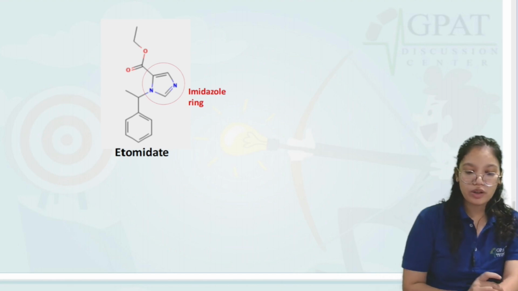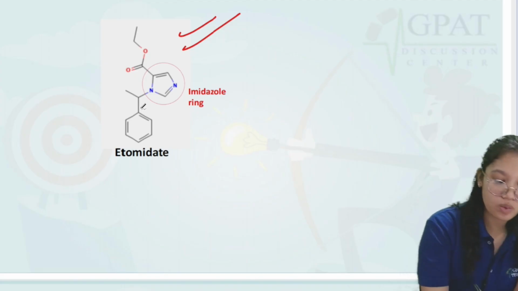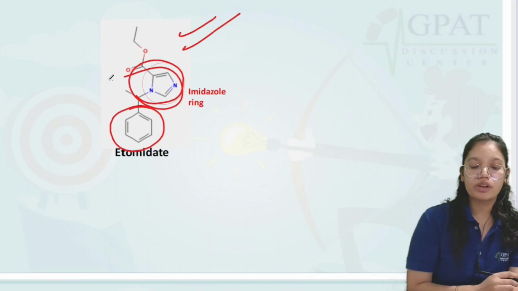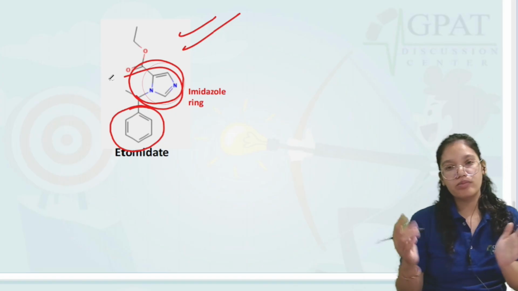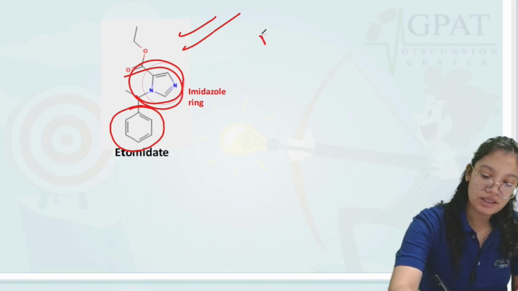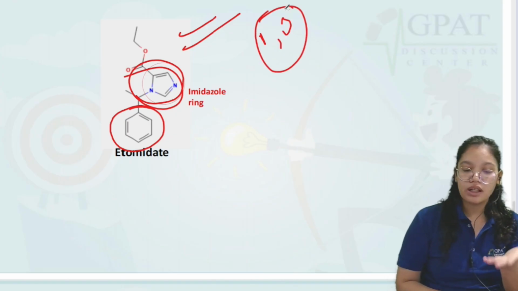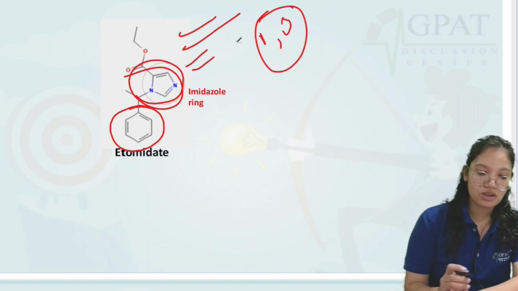Let me show you the etomidate structure here. Now, two rings are there. One is the benzene ring and the other is the imidazole ring. What is an imidazole ring? A 5-membered ring that is aromatic, and at the first and third positions we have nitrogen. So that is the imidazole. Here we have an imidazole ring.